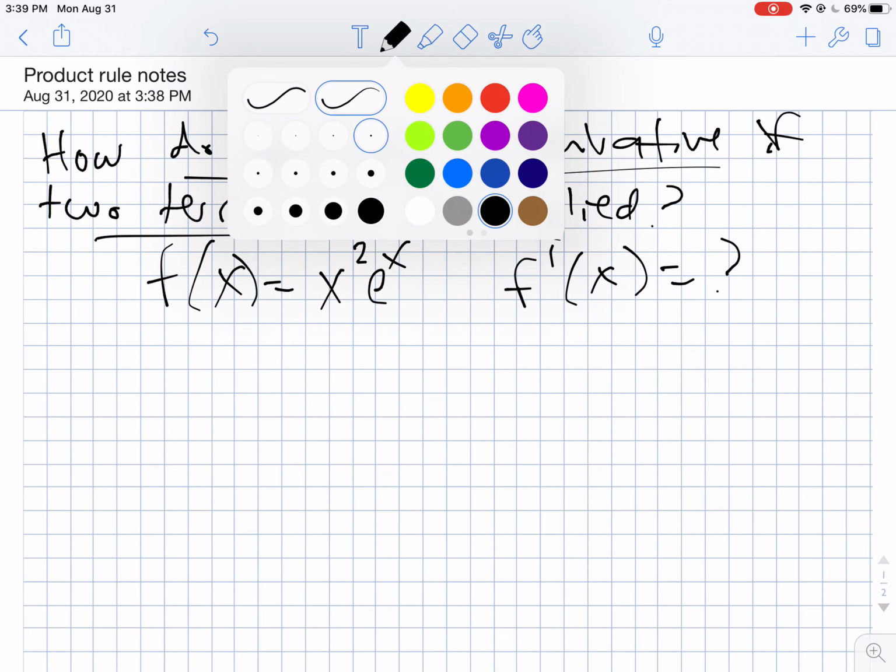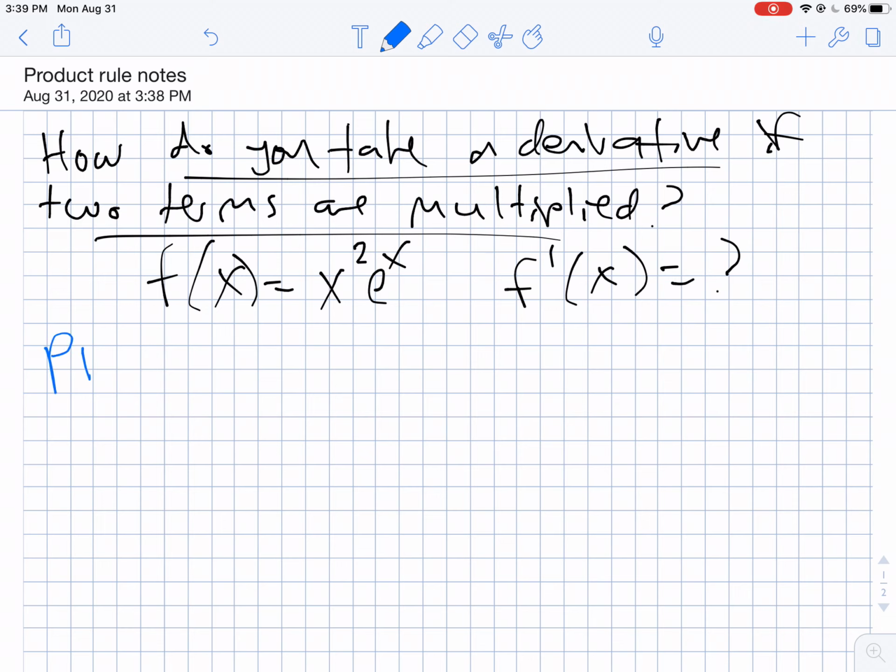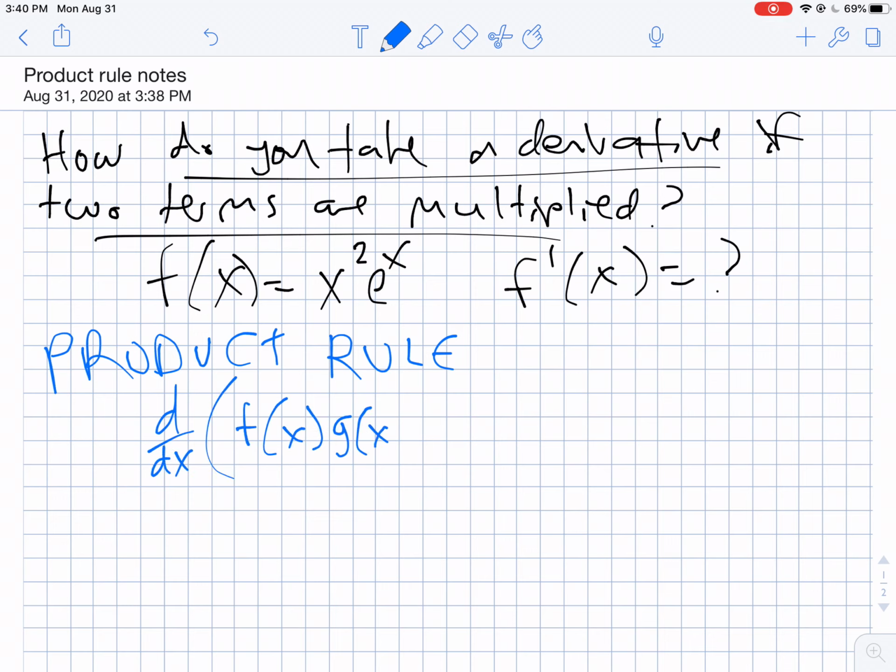But what we're going to need to answer this question is something called the product rule. This is something that's extremely important for this class. You're going to use it off and on throughout the year. The product rule says if you take the derivative, d by dx, of two functions multiplied together, the way you do that is you do the first function times the derivative of the second function, plus the second function times the derivative of the first function.